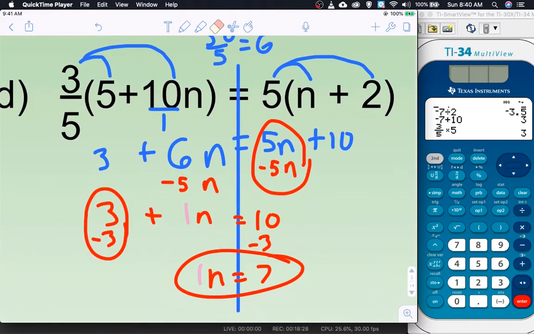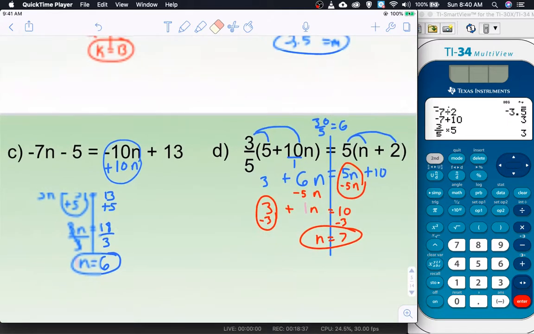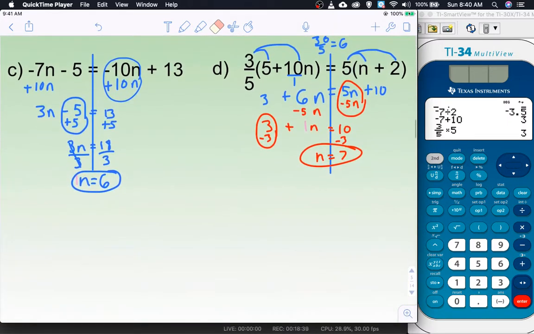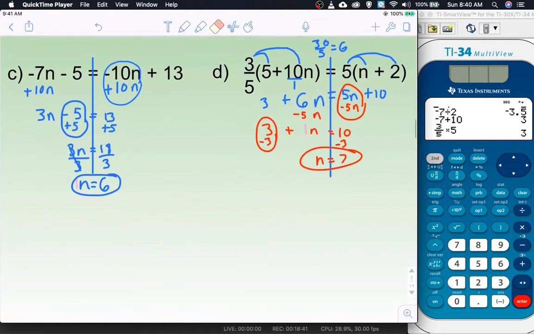And if we want to pretty it up and get rid of the ghost 1, we can do that too. So it looked ugly, but it wasn't that bad. So there's letters C and D, if you want to check over anything or pause the video and make sure you got it.